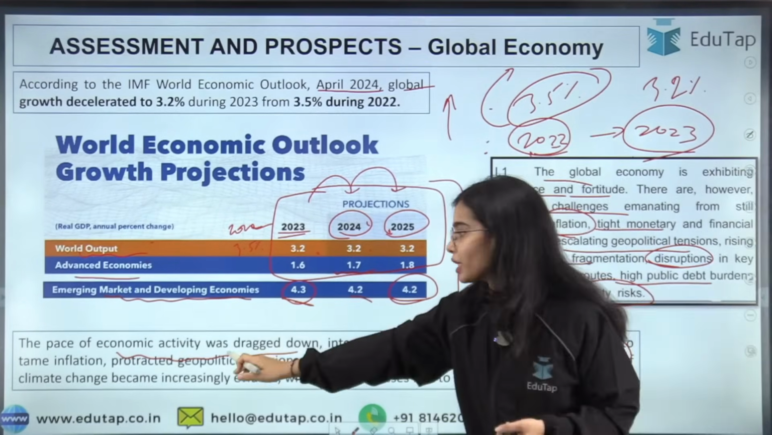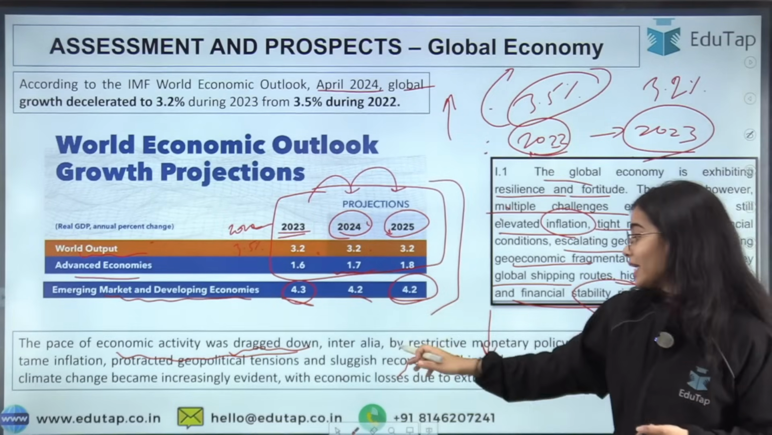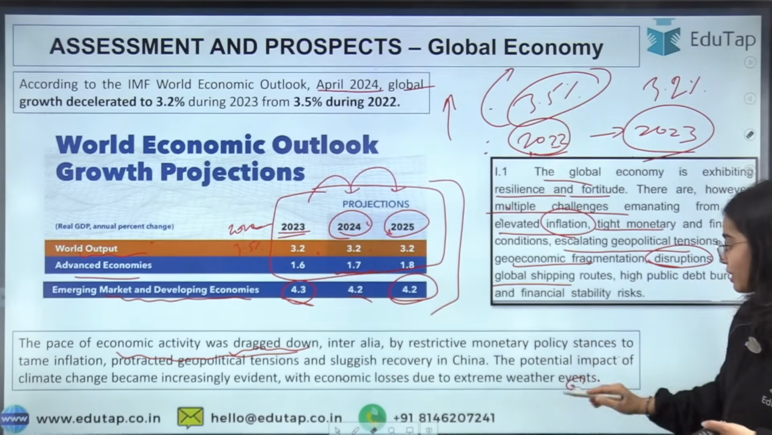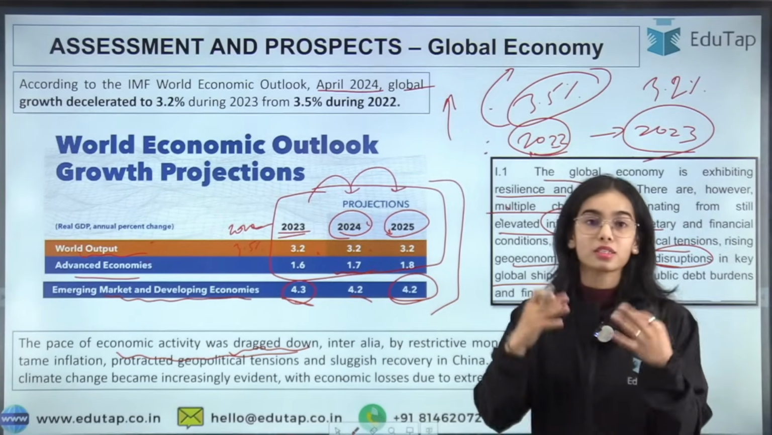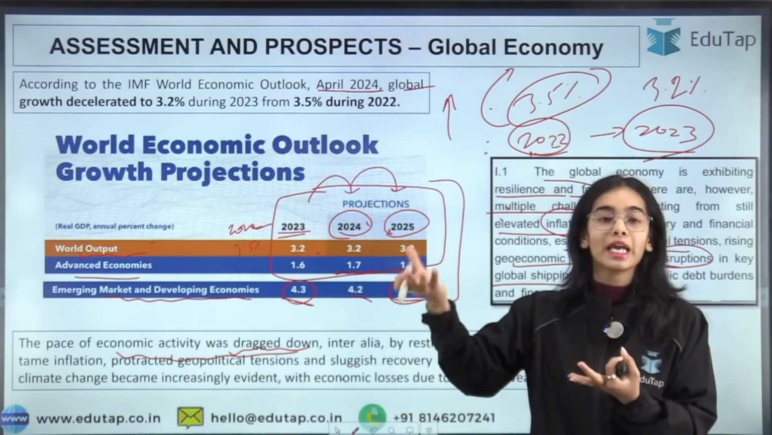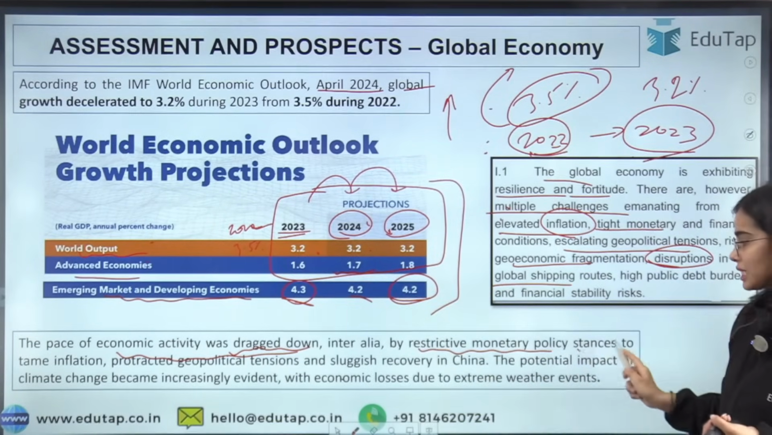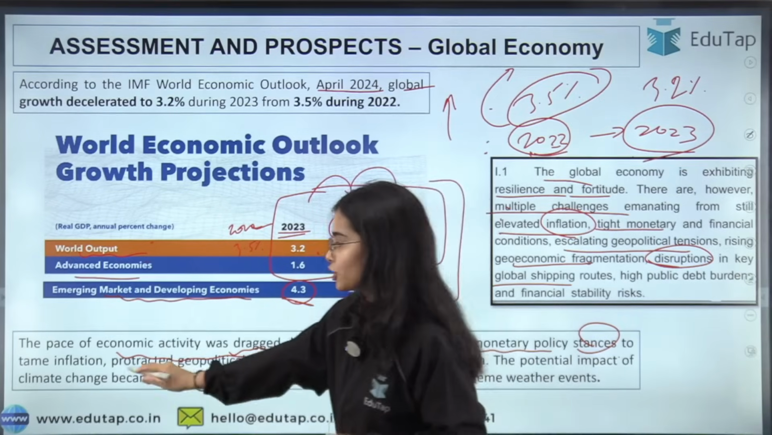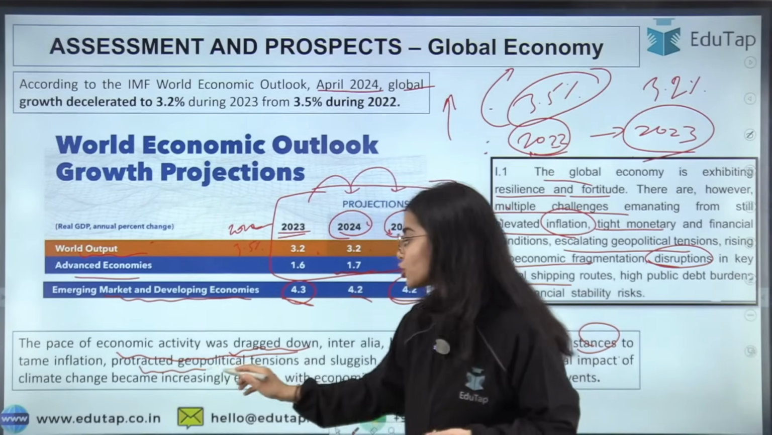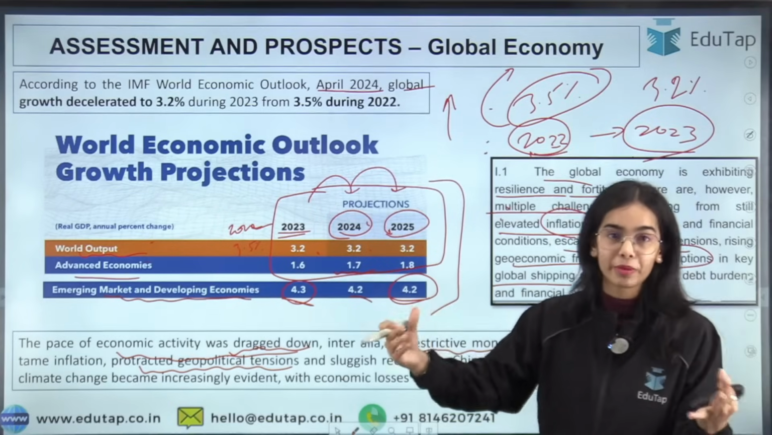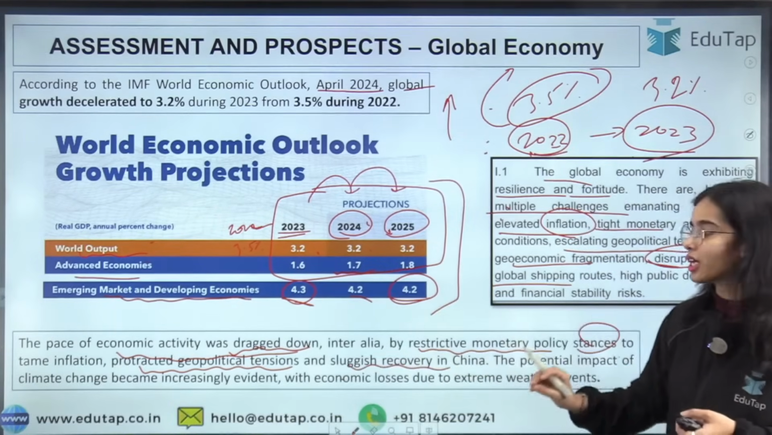The pace of economic activity was dragged down by restrictive monetary policy actions. That means the money supply is being reduced by the monetary authorities all around the world, especially by the advanced economies. Due to their inflation, they have restrictive monetary policy stances to tame the inflation. Also protracted geopolitical tensions, so the geopolitical fragmentation is increasing, and sluggish recovery in China.